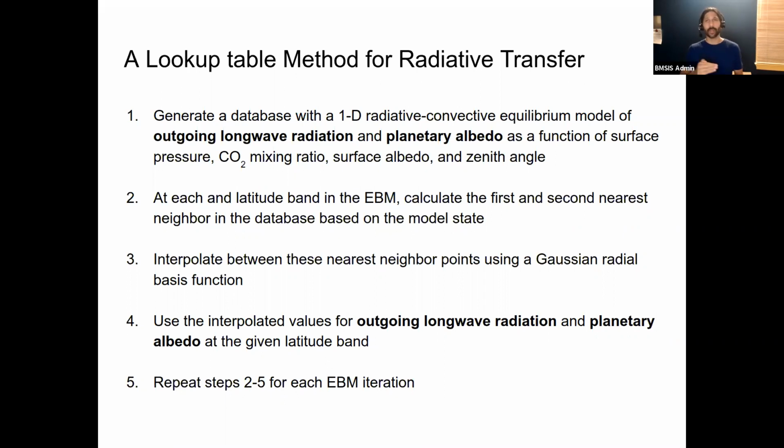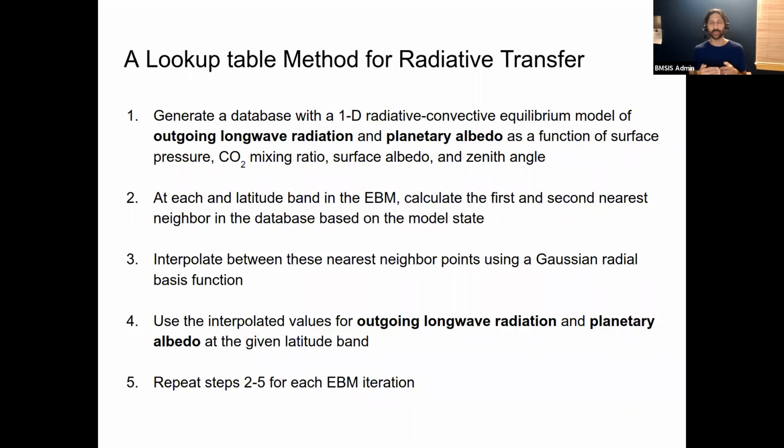And so when you then run the EBM at each latitude band, you actually look at those properties. You say, well, what's the surface pressure, mixing ratios, albedo, and zenith angle at my latitude band? And then you look up in the database, based on those values, what's the first and second nearest neighbor to the properties at my latitude band. You might not exactly have that in your database already, but you're pretty close, because we've already calculated thousands of these properties over our parameter space of interest. So you calculate the first and second nearest neighbor in the database. You interpolate between those nearest neighbors using a Gaussian radial basis function.